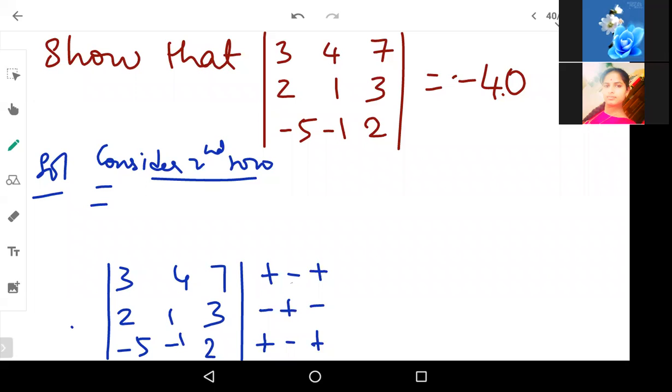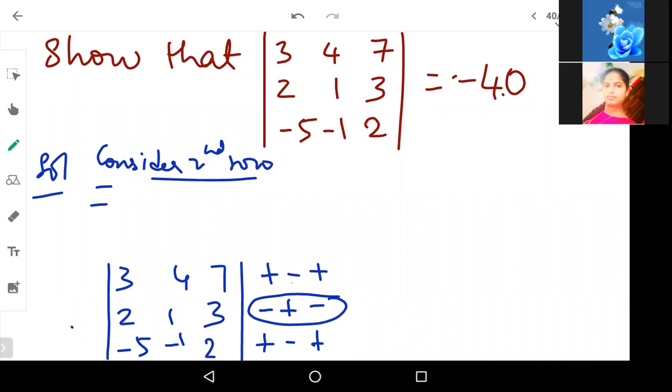Wait, I am not using the first row, Imran. I am using the second row. Okay? So the positional sign of the second row is minus, plus, minus. Okay? You can use any row to solve the problem. There is nothing wrong. Okay, but you have to be careful with the positional sign. Now let us do that.